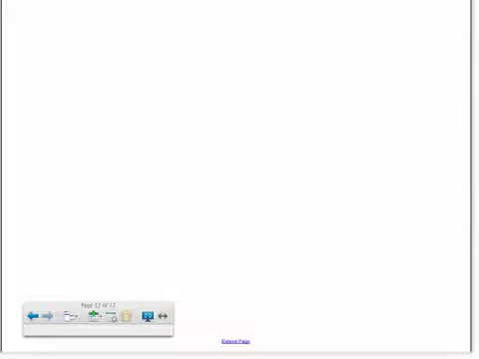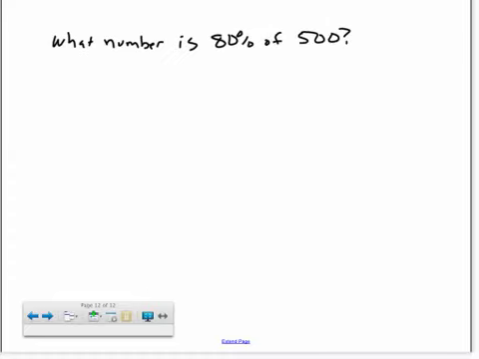So let's take a look at example number 2. It says, what number is 80% of 500? And so the question is, what are we trying to find? Well, we're trying to find what number. We've got our percents. We've got a number here. This looks like it's going to be my base. This is my percent.